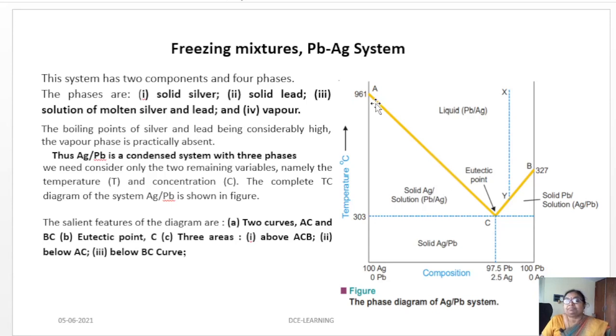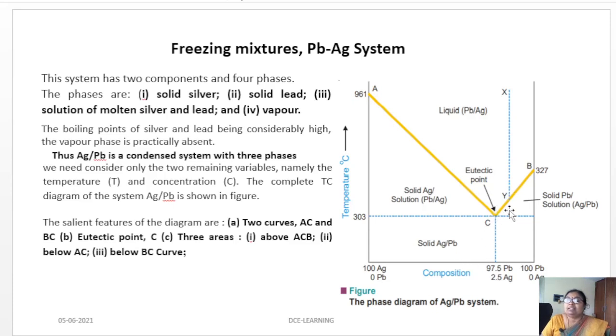Whatever point or composition of the mixture you take on AC, it is in equilibrium with solid Ag and the solution of lead and silver. So this is a univariant. By adding lead, the temperature along AC decreases until it reaches the point C, where the silver solidifies.